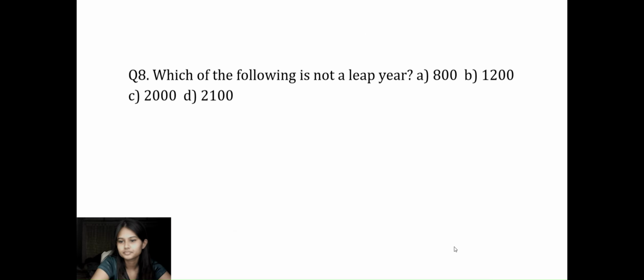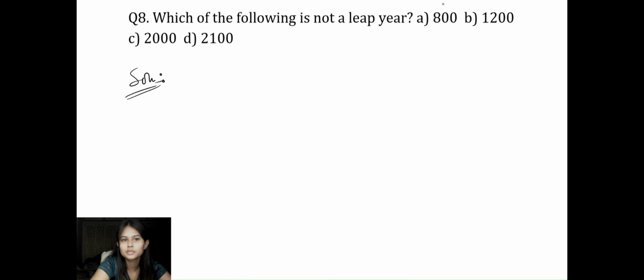Which of the following is not a leap year? So 800 is a leap year because it's divisible by 400. 1200 is also a leap year, divisible by 400. 2000 is also divisible by 400, so it's a leap year. But 2100 is a century year but is not divisible by 400. So this is not a leap year. All right.